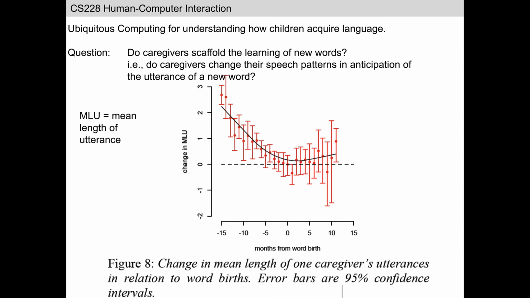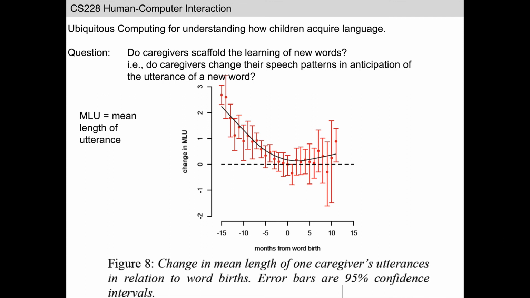Remember, we're talking about scaffolding here. The drop in length of utterances is the addition of the scaffolding, right? The parents are making it easier for the child to utter that word for the first time. Water, gaga, water, gaga, water.